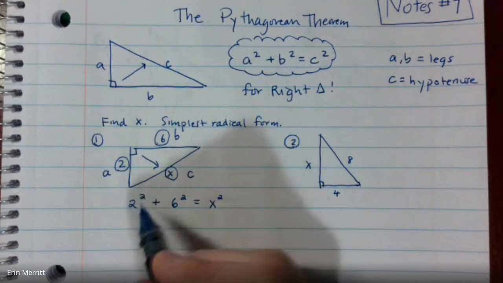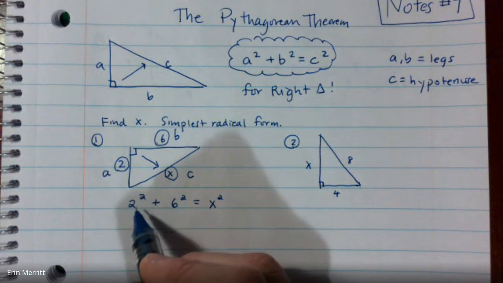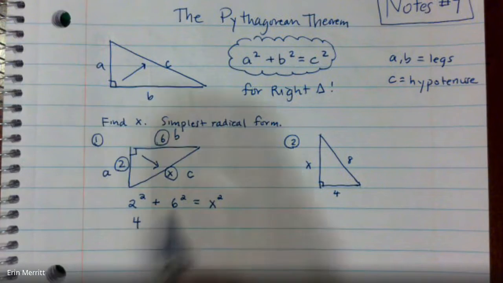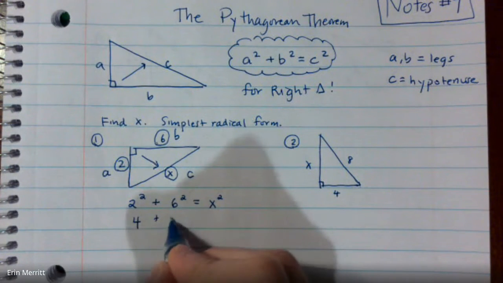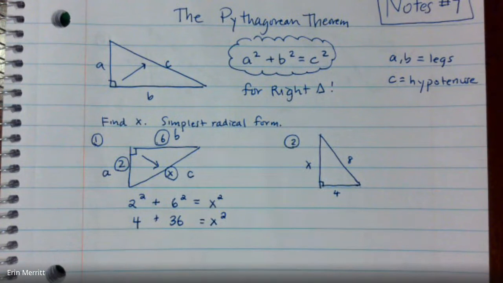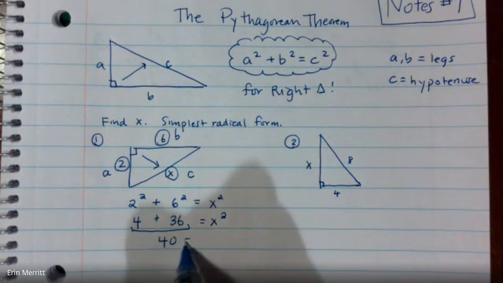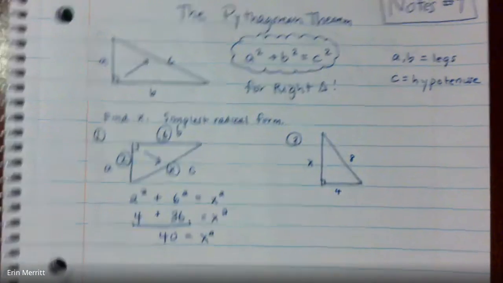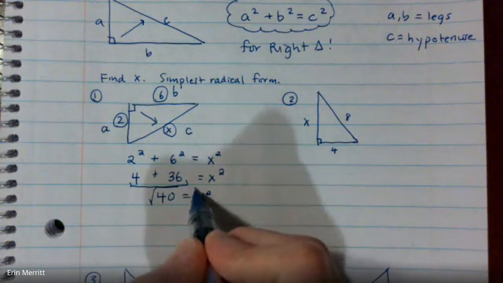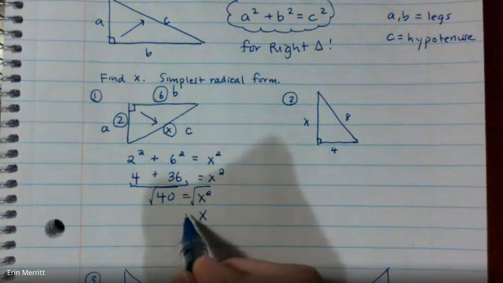All right. When we're squaring, we're multiplying it by itself. So 2 squared, you can do it on your calculator, or do 2 times 2, that would be 4. 6 times 6, 36. And then equals X squared. Add these together, so we would get 40. And then this is going to go back to unit 1. If we take the square root of both sides, the square root of x squared just comes out to be x.